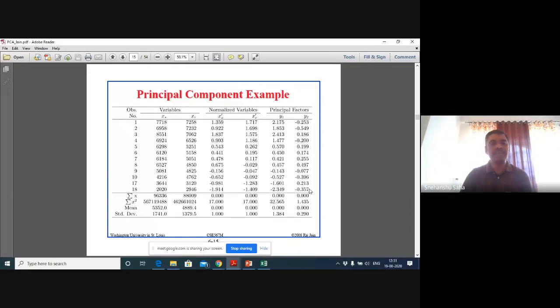You normalize it by subtracting the mean from each one of these samples and dividing it by the standard deviation. Those things are computed in the table itself. In the next column, you will see the normalized variables. If you have done the principal factors correctly, and don't worry about the last column, we'll come back to this later, you will see that the average of the principal factors would always be 0.